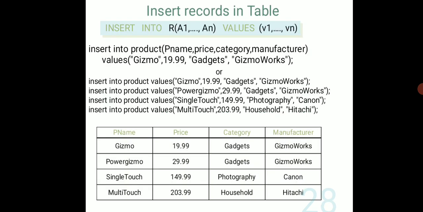So if you want to insert any data, any row in the table, you have to use the keyword insert into, then the table name, then the attributes, and then you use the values keyword and give the values. So this is an example: insert into product. Product is the table name; product name, price, category, manufacturer are attributes; and then Gizmo, 19.99, gadgets, GizmoWorks are called values. So this is an example to insert records in a table, right?